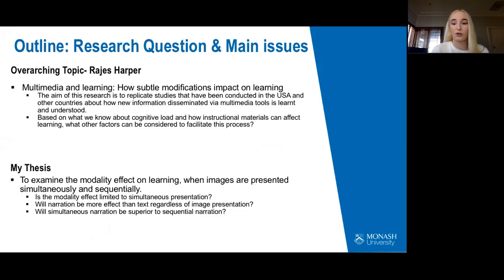Based on what we know about cognitive load and how instructional materials can affect learning, what other factors can be considered to facilitate this process? My area of focus is to examine the modality effect on learning when images are presented simultaneously and sequentially. Specifically, the research questions that I wish to explore are, is the modality effect limited to simultaneous presentation? Will narration be more effective than text regardless of image presentation? And will simultaneous narration be superior to sequential narration?